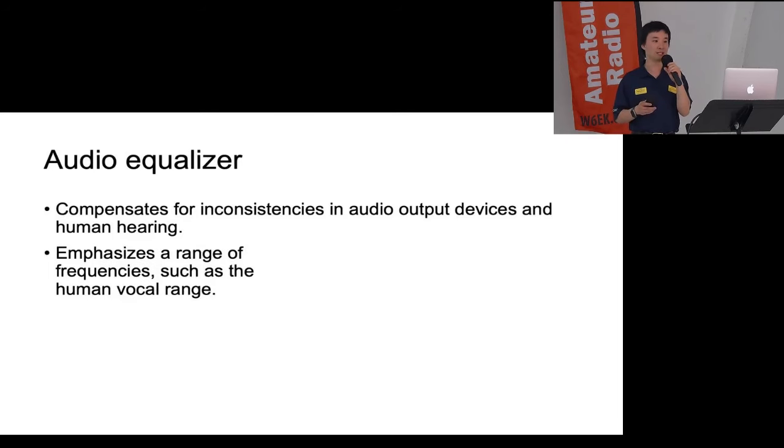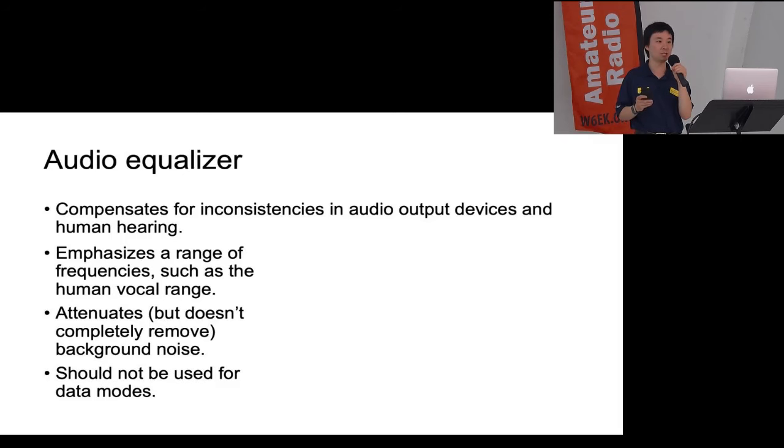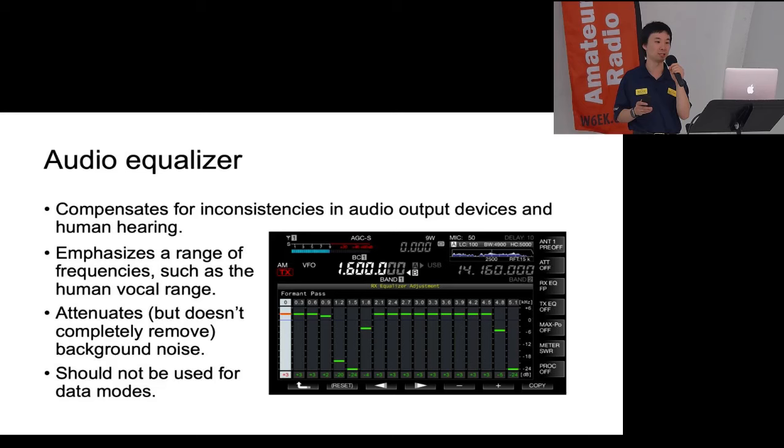It emphasizes a range of frequencies, and when we're doing two-way radio, oftentimes we emphasize the human vocal range. You can also attenuate, which means to reduce, but really not completely remove background noise. And another word of importance, you should not use the equalizer for data modes, once again, because the software decoding really wants to hear equal levels of loudness on all signals.